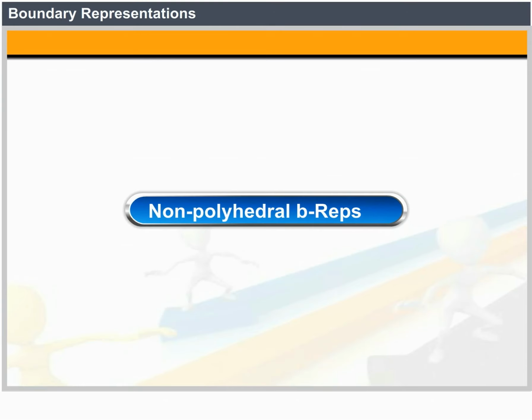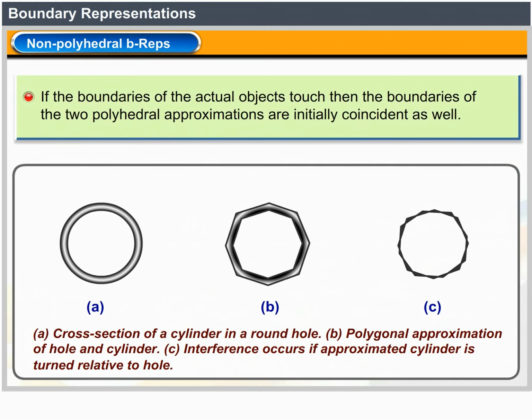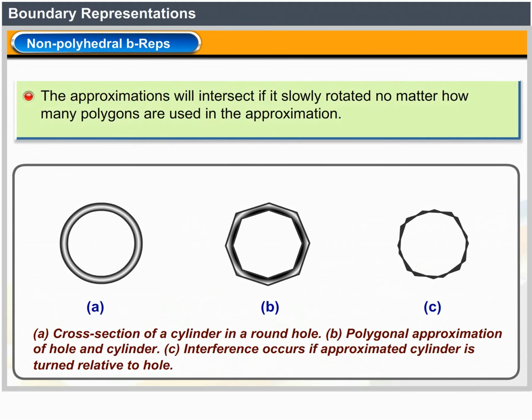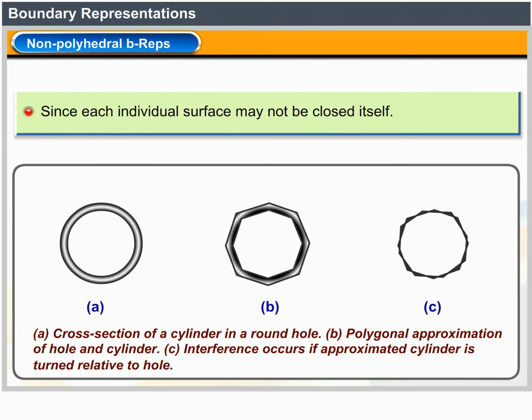Non-polyhedral B-reps. Consider the problem of representing a cylindrical object in a cylindrical hole with polyhedral B-reps as shown in this figure. If the boundaries of the actual objects touch, then even if the boundaries of the two polyhedral approximations are initially coincident as well, the approximations will intersect if one is slowly rotated, no matter how many polygons are used in the approximation. One promising approach to exact B-reps allows sculpted surfaces defined by curves, since each individual surface may not itself be closed.